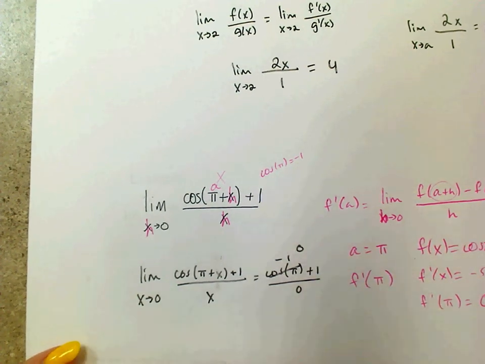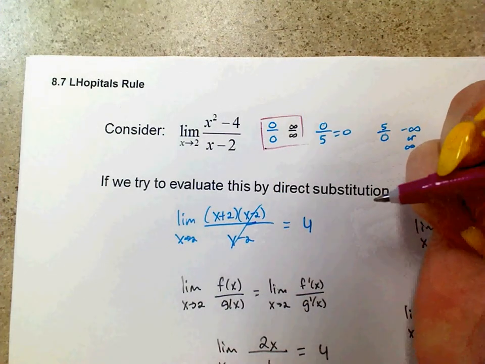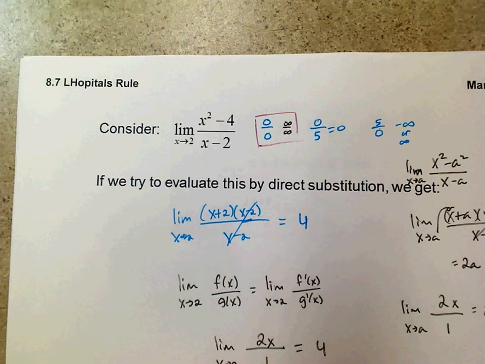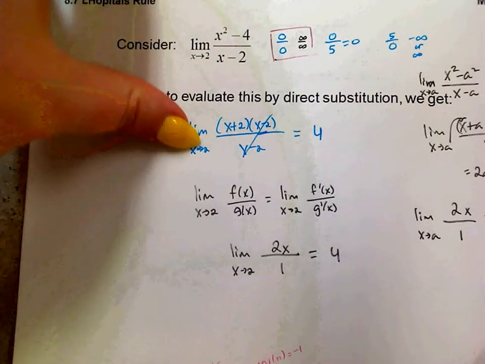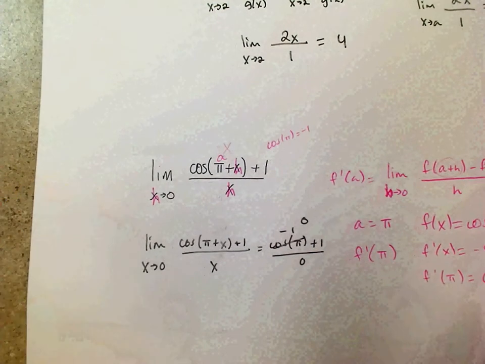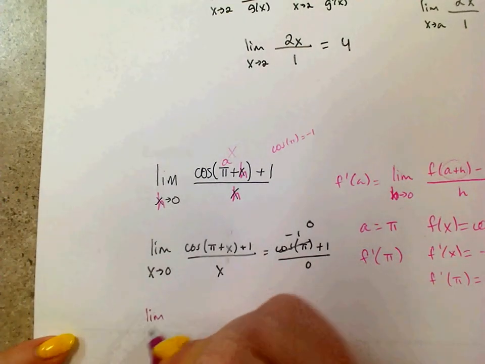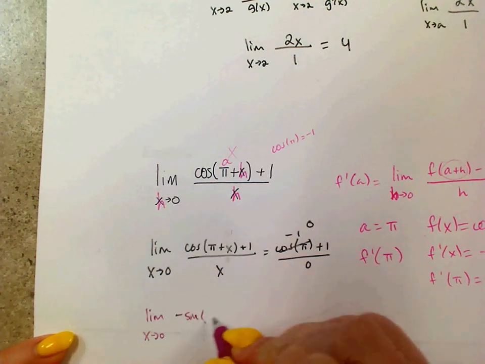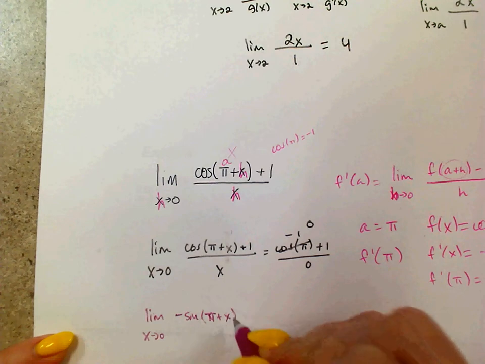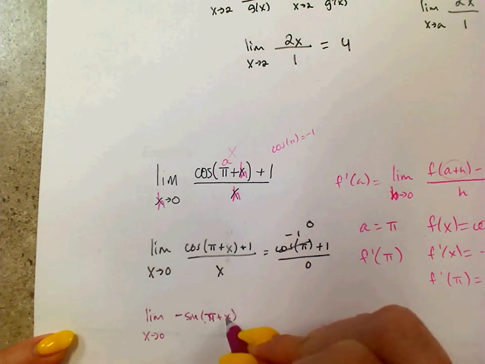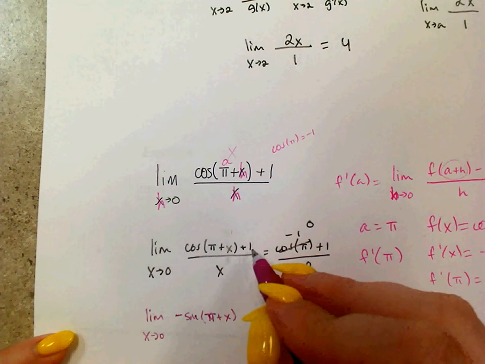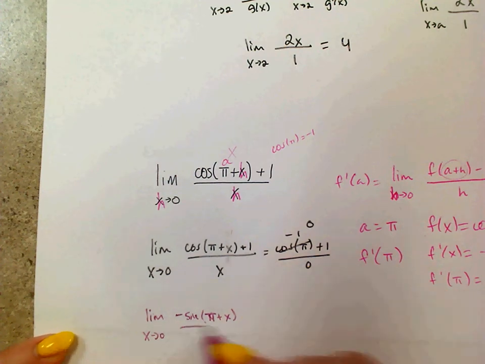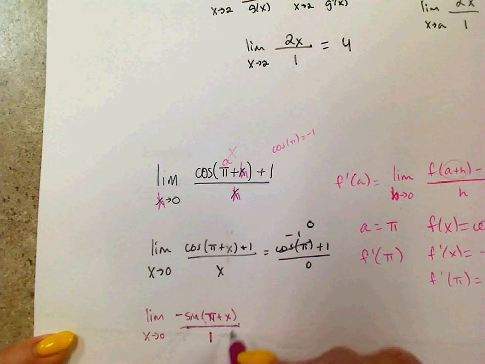It only applies if you end up in one of these two indeterminate forms, 0 over 0 or infinity over infinity. Or some other ones, but you don't have to worry about those. All right now. So I'm going to take the derivative, limit as x approaches 0. The derivative of cosine of anything is negative sine of that thing, pi plus x, times the derivative of the interior, which is just the derivative of x, which is 1. The derivative of 1 is 0, so that's gone, and the derivative of x is 1. So if I just plug in x equals 0, then I get my answer.